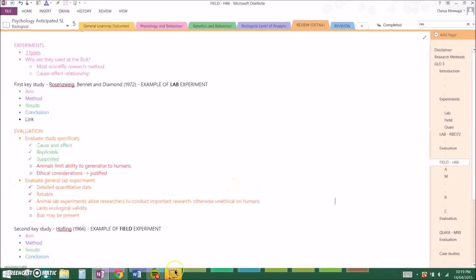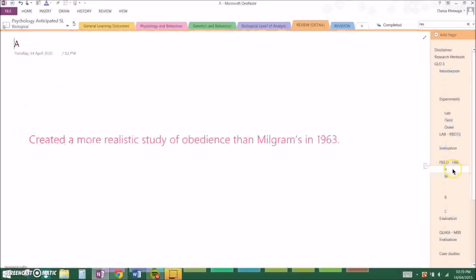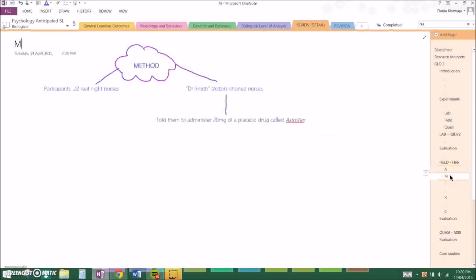The second key study I chose was a field experiment, and that is done by Hoffling in 1966. So the aim of that was, there wasn't really an aim, but if you follow my trend, I always add a statement at the start of the study in pink. And what I said was that Hoffling in 1966 created a more realistic study of obedience than Milgram's study in 1963, which was 3 years prior.